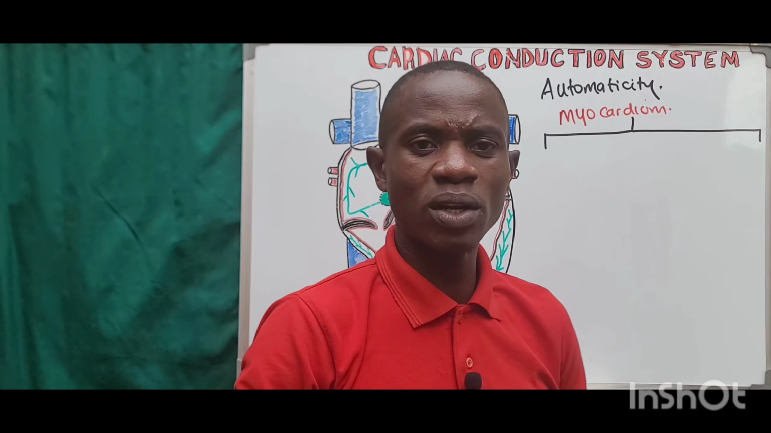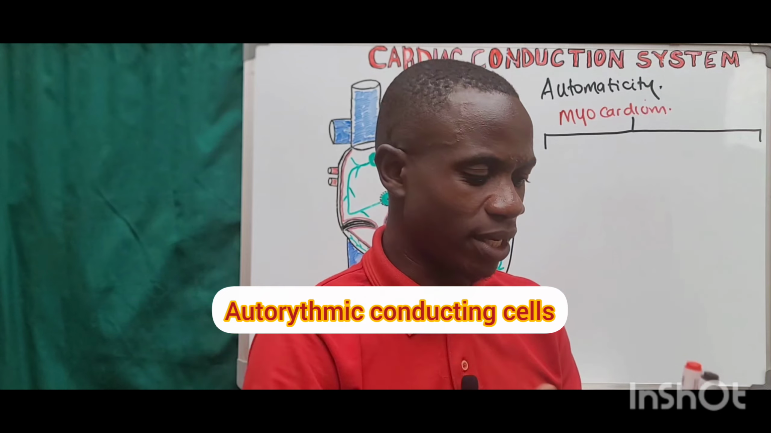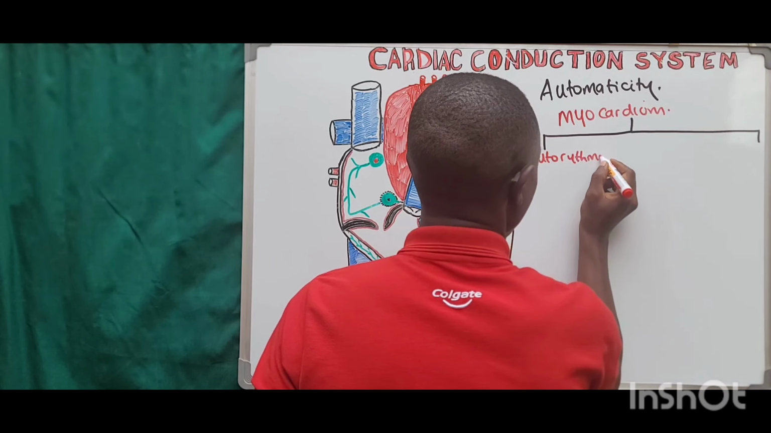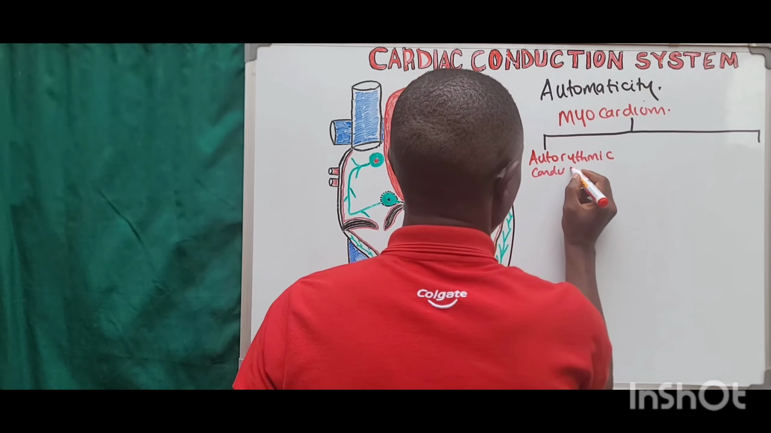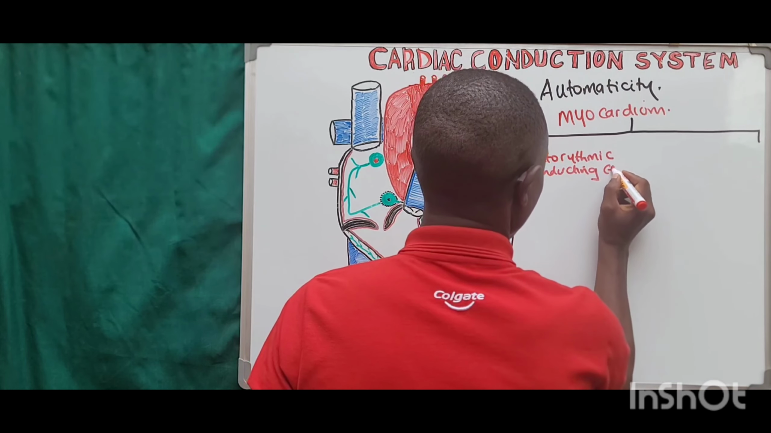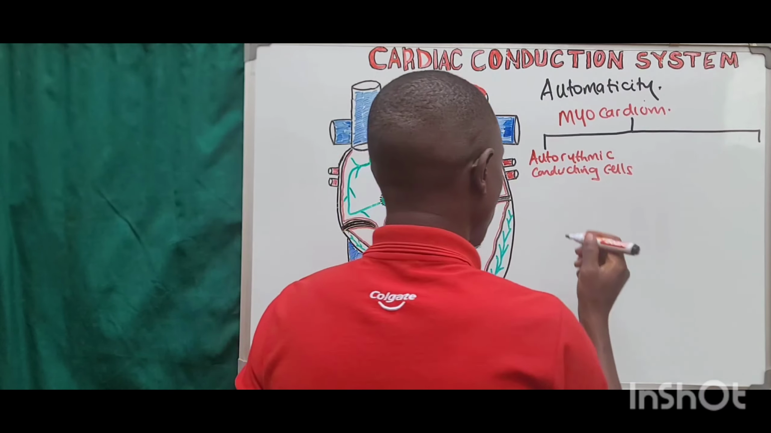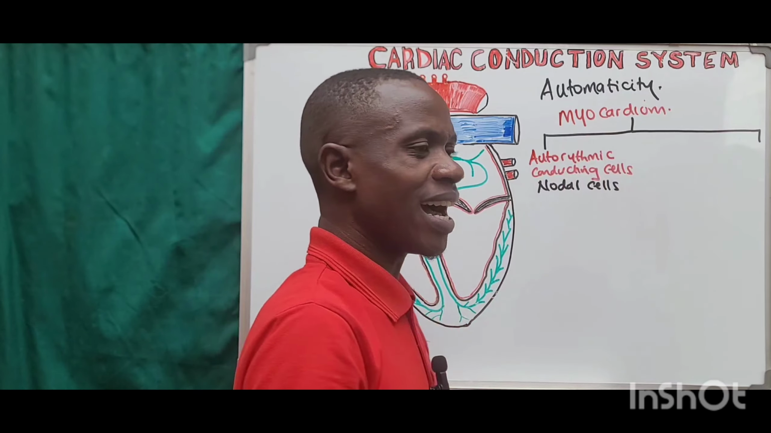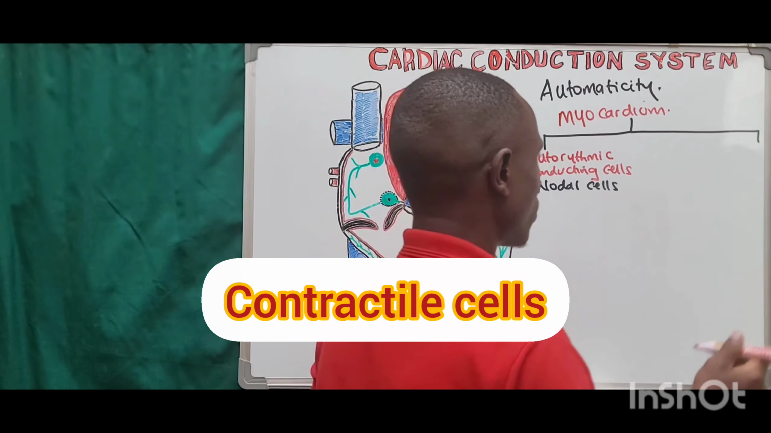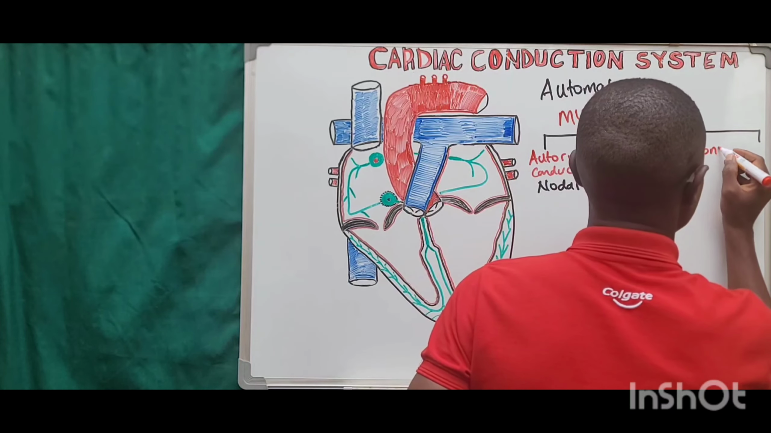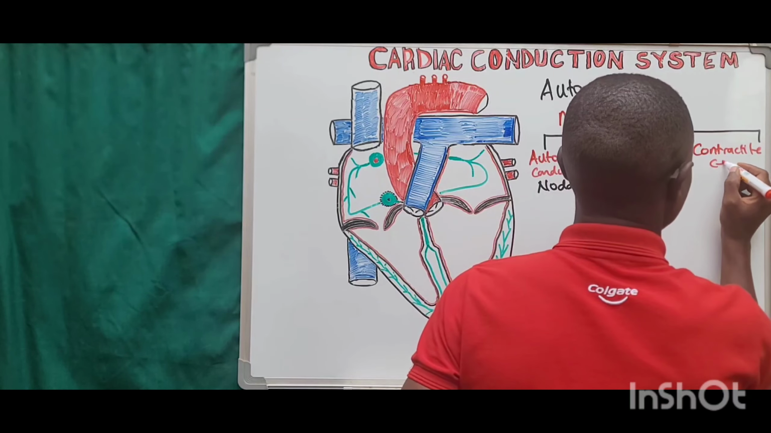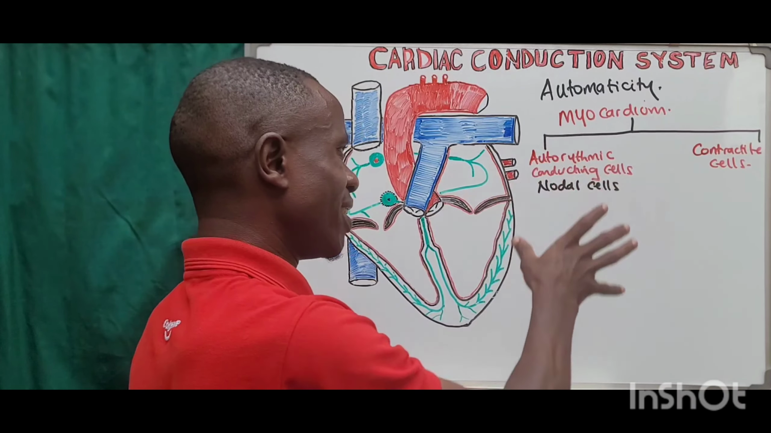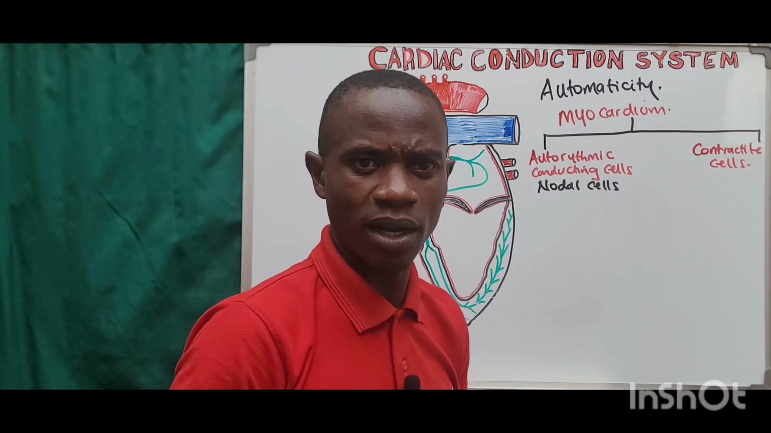The first category is what we call autorhythmic conducting cells. Another name for these is the nodal cells. And then another category of cells is what we call the contractile cells. Now we need to go into the detail and look at these categories of cells that make up the myocardium.